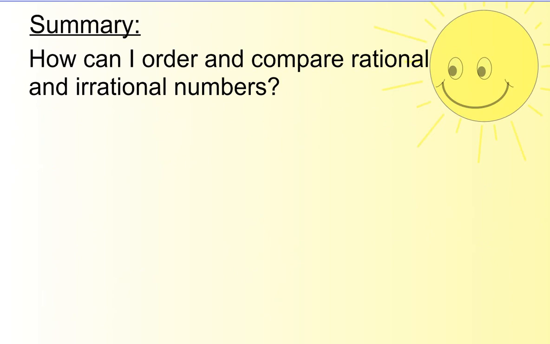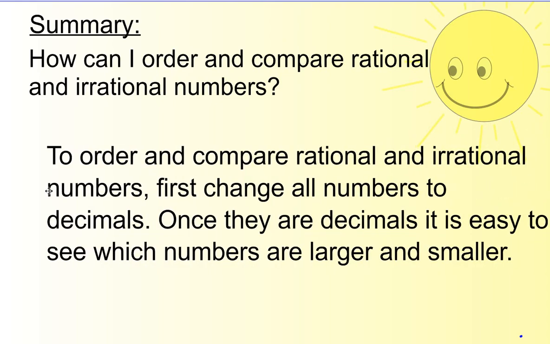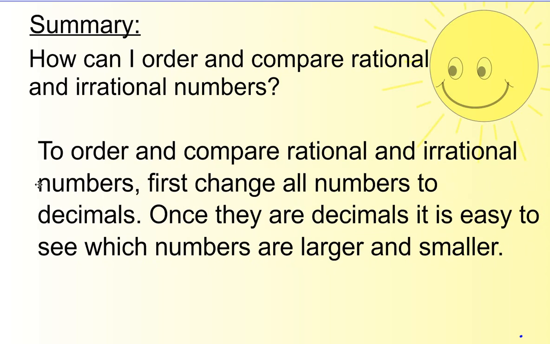On your note sheet, please answer this in the summary box. It asks, how can I order and compare rational and irrational numbers? Go ahead, pause the video, do the problem right now. When you're ready to continue, hit play, and we'll go through it together. Alright, so the answer I came up with is, to order and compare rational numbers, first change all the numbers to decimals. Once they are decimals, it's easy to see which numbers are larger and smaller.